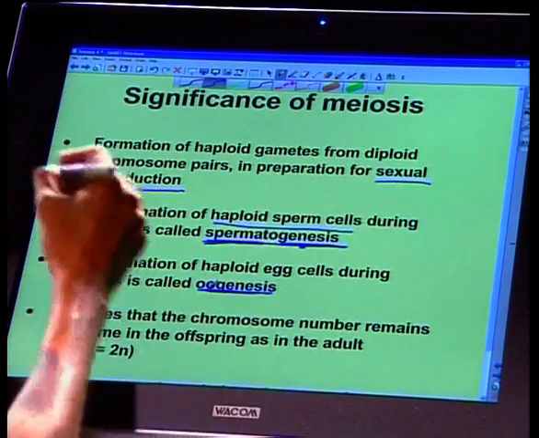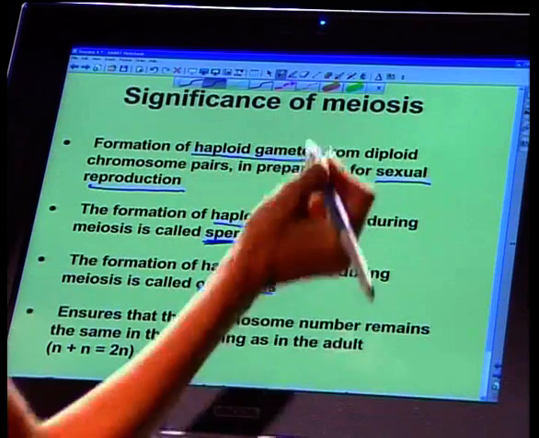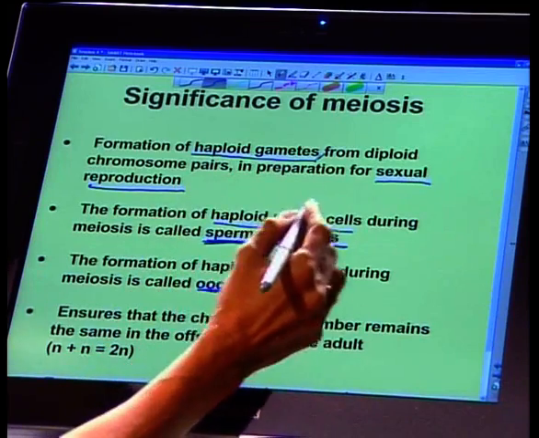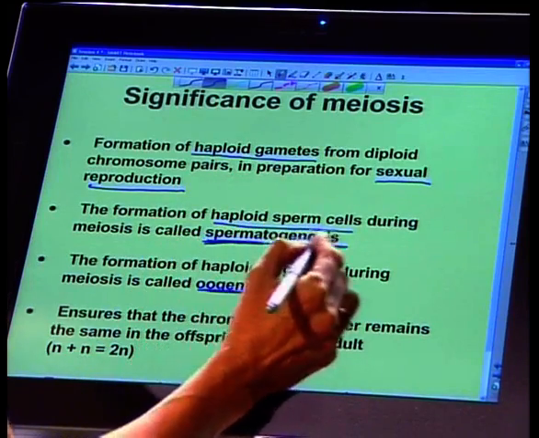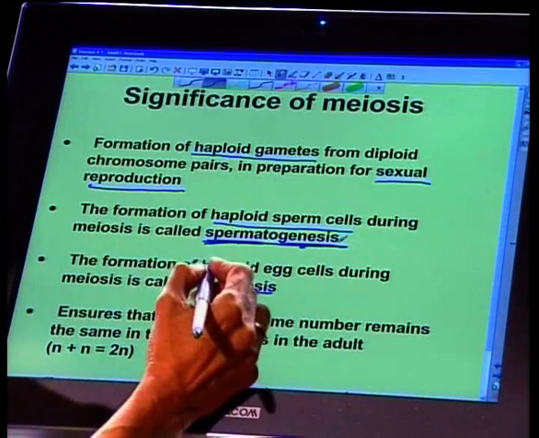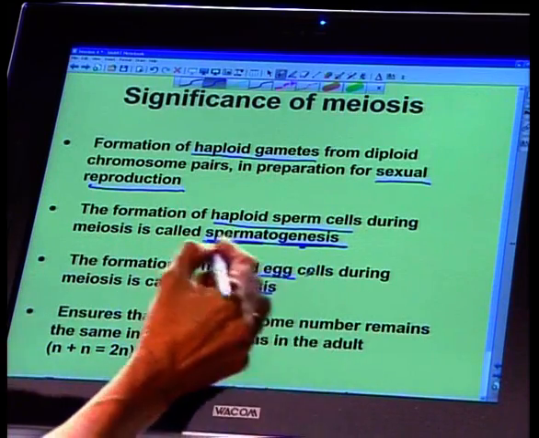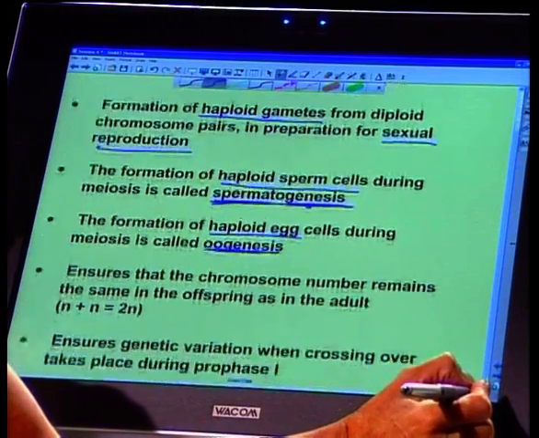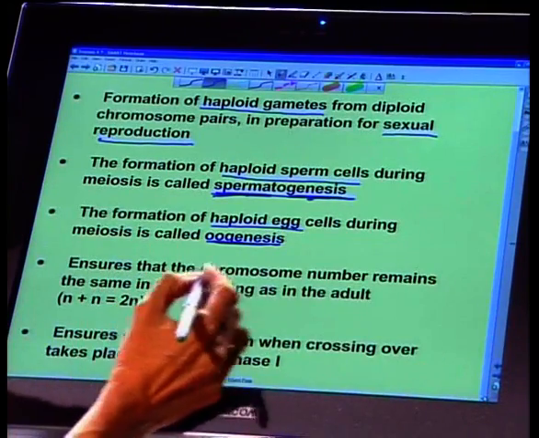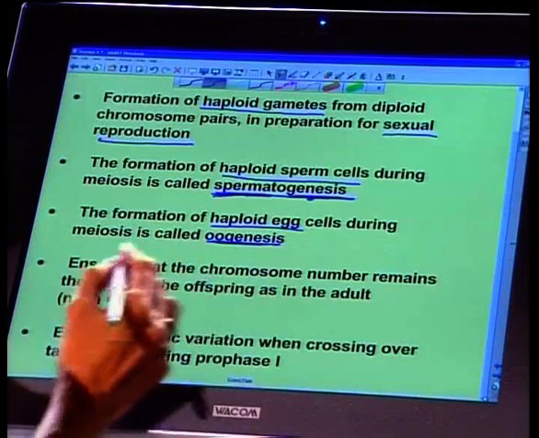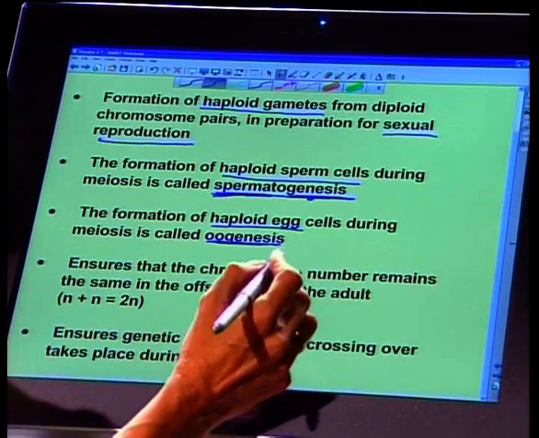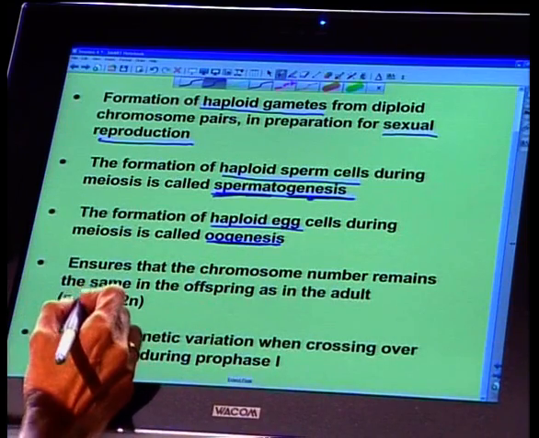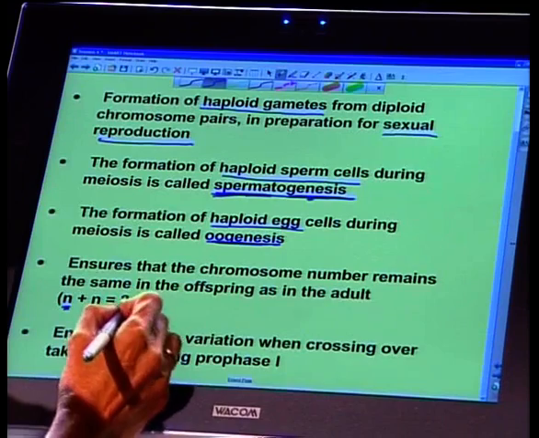So we want the formation of haploid gametes from diploid chromosomes. And in males producing sperm, which are haploid, we're going to have spermatogenesis. In females, those haploid eggs are going to be made by a process of oogenesis. And then we also ensure that the chromosome number remains the same in the offspring as in the adult. So we're going to have a haploid plus a haploid gives us a diploid.